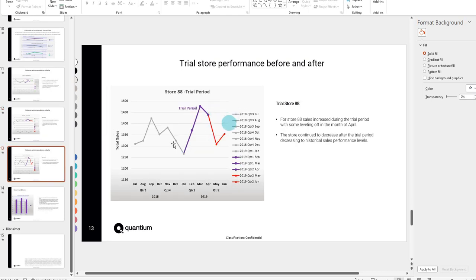And then if you go to store 88, the final store, this is the trial period before, and then during, it just gradually increased, spiked completely up. Then at the end, it started to spike down, but after they switched back to the old layout, it plummeted again back to where it was before, back to the performance levels before. So again, this is more evidence that the new layout is definitely making a difference in chip sales.